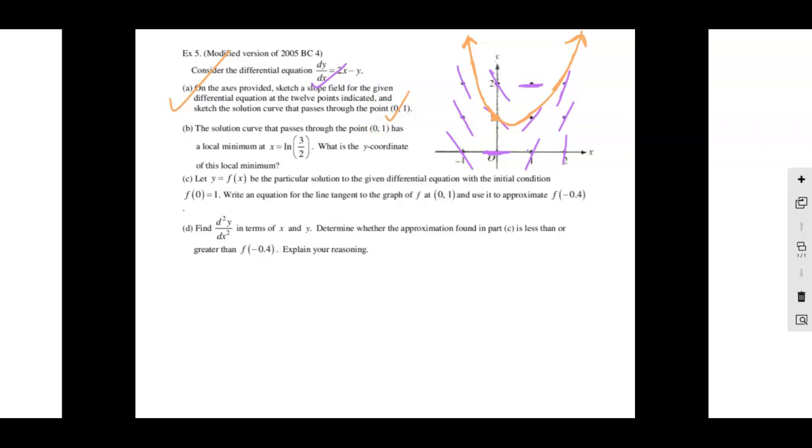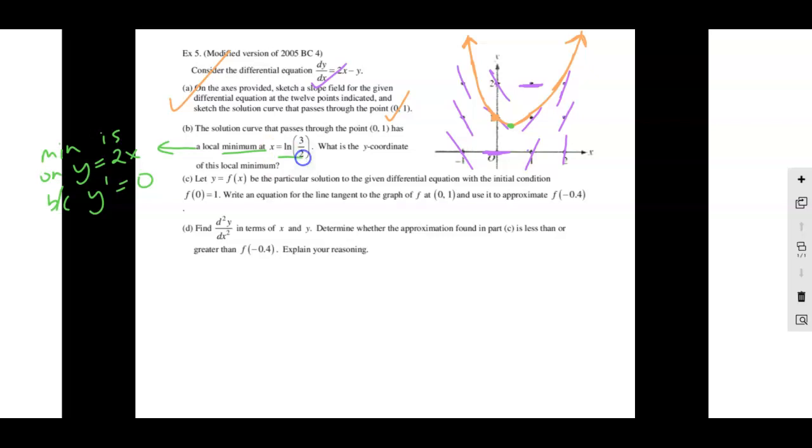It says the solution curve that passes through (0, 1), aka the orange graph that we just did, has a minimum point at x equals ln of 3/2. Well, I can clearly see that, yes, that particular solution has a minimum. And that minimum is on y equals 2x because that's where your derivative is 0. So we know that coordinate point exists, and it's telling us the x value of that point, ln of 3/2, and it's asking, what's the y coordinate of that point?